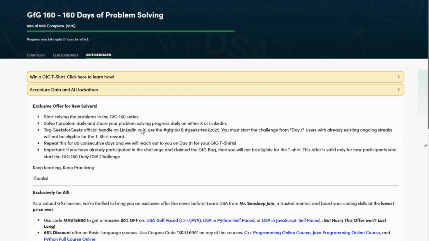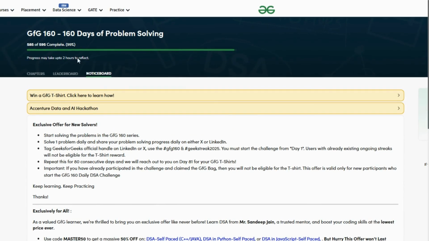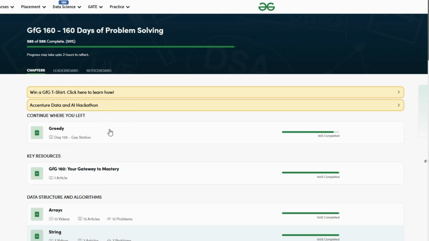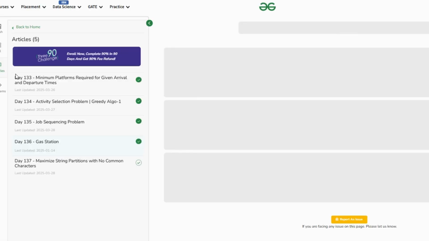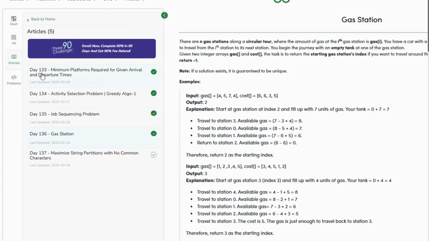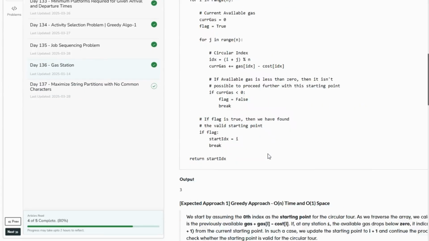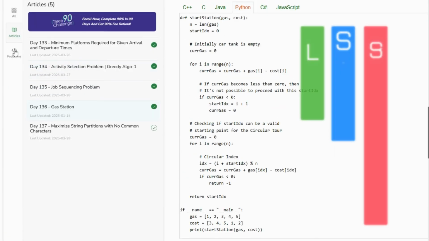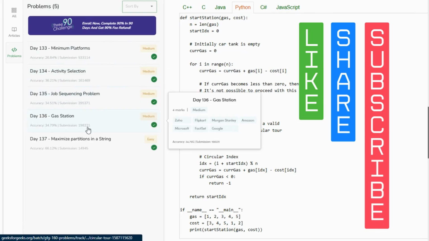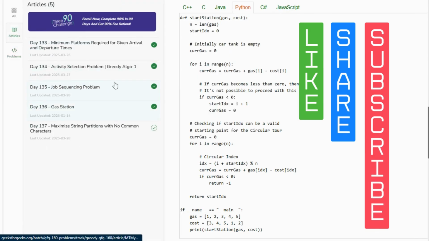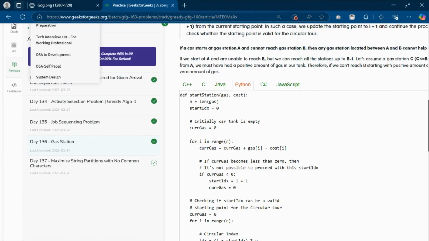And now just go through the chapter. Every day they will post the problems to solve here, and the problems and article solutions are also provided. Try to solve it yourself first, then refer to the articles. Okay, so that is the thing.